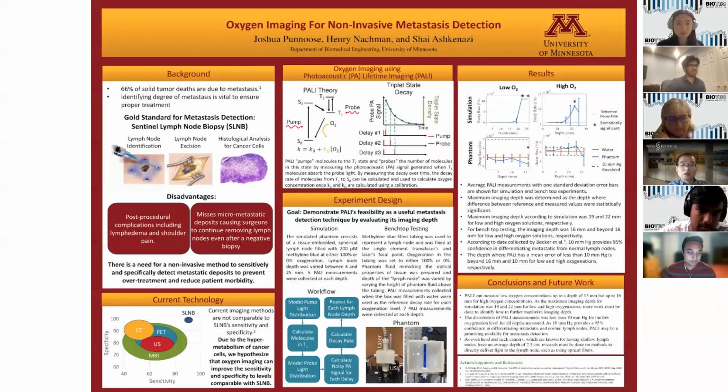So, I'm not quite familiar with the technique that you're using to detect this. So what's the resolution? You mentioned different concentrations of oxygen, but in terms of the size of the lymph node, for example, does it matter? Like if it's too small, can you still detect it?